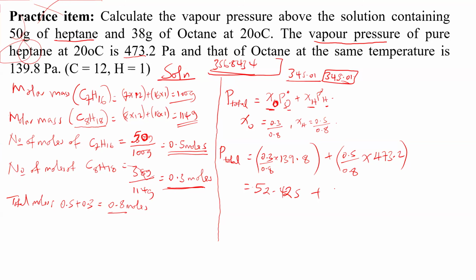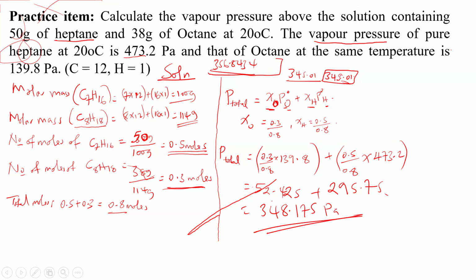295.75. Let me first work on these people who have started dating our screen. 295.75. So the final answer becomes 348.175 pascals. I believe you see the response. The answer was telling you that is the one which I wanted us to get.